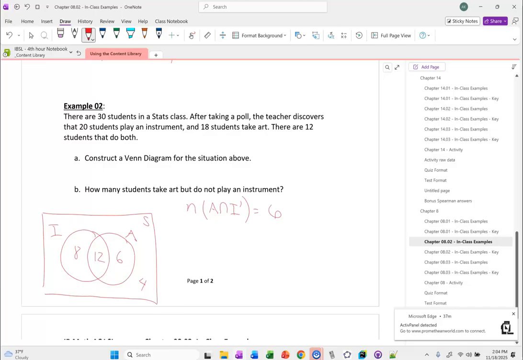So we're okay how I translated that symbolically. Take art and do not play an instrument. We're okay with the implied "and" in that statement.